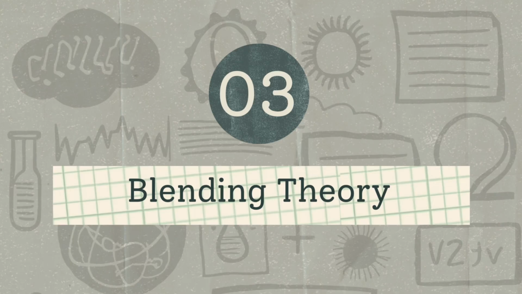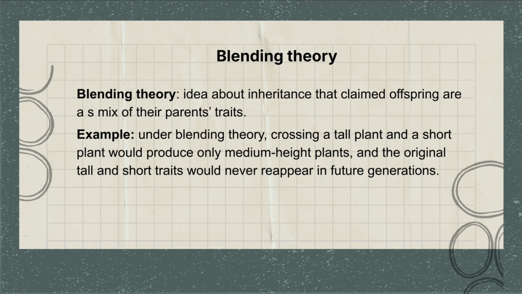Now I need to think about how this rejects blending theory. And when I think of blending theory, I know it is an idea about inheritance, that offspring are a mix of their parents' traits. An example of this is that under blending theory, we would think that a tall plant and a short plant would only make medium height plants, and the original tall and short traits would never show up again in future generations. Remember blending theory, I just remembered the word blend, like a mix of the parents' traits.